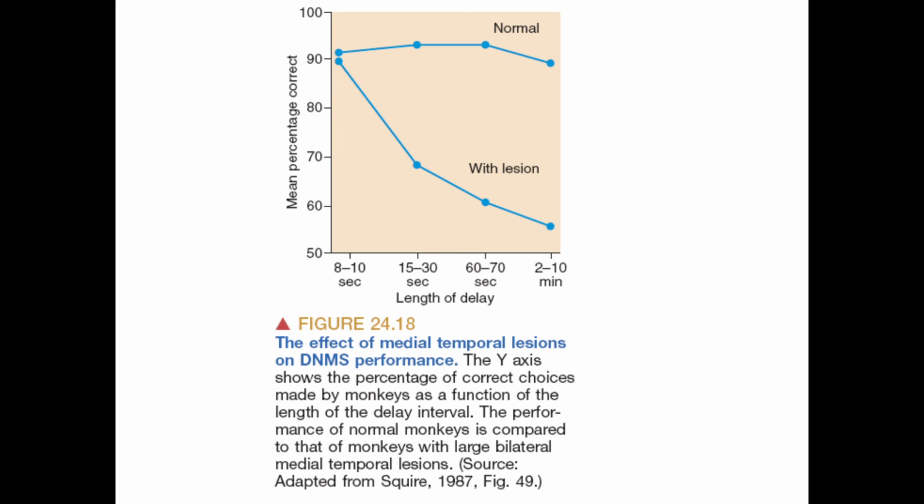And this figure shows the effects of medial temporal lesions on this task. So if you make a lesion on the temporal lobe, the area we know is important for memory, then the monkeys start performing worse. And if you increase the delay up to 2 to 10 minutes, then the performance is even worse.